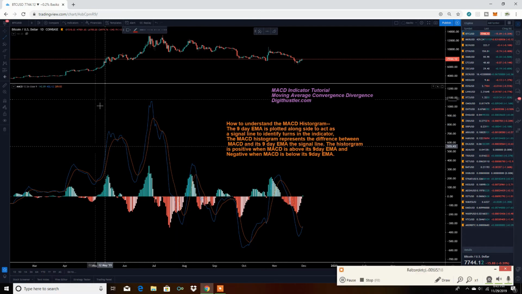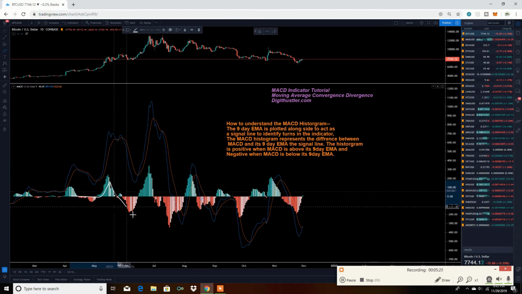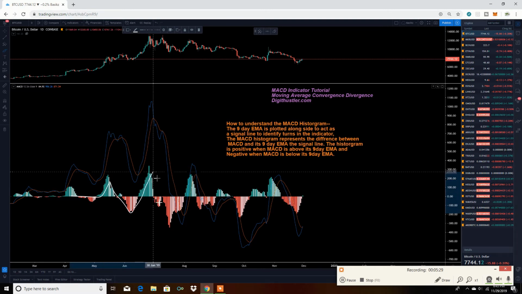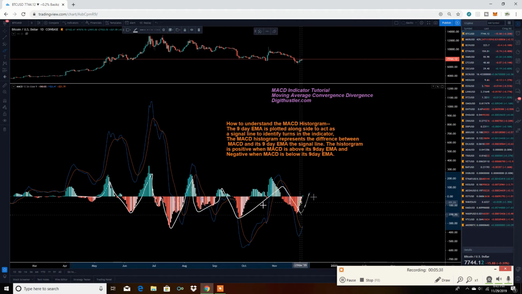So the histogram is this area right here where you see the green waves on top and the red waves on bottom. These are bars, okay? As you can see, I'm highlighting it with my cursor right now. Okay, this is the histogram.